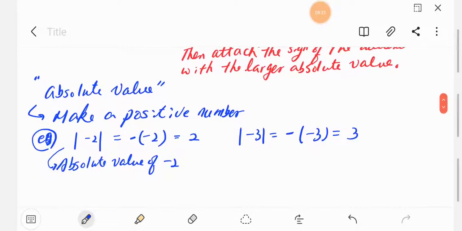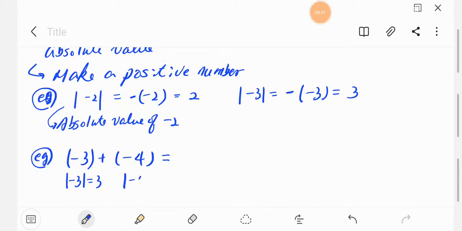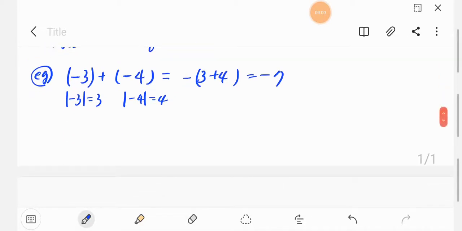All right, then let's try more examples. Here, I want to add negative 3 and negative 4. How do you add it? Before we add it, what is the absolute value of negative 3? The absolute value of negative 3 is 3, and the absolute value of negative 4 is 4. So we will add 3 and 4, and then put what? The negative sign, because these addends have the negative sign. So it will be negative 7. Make sense? Okay, let's try more.